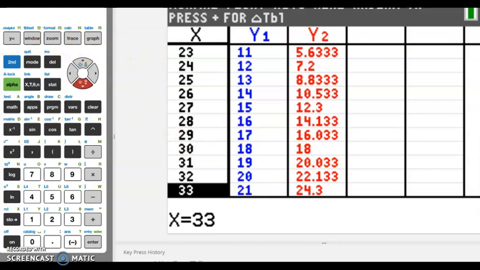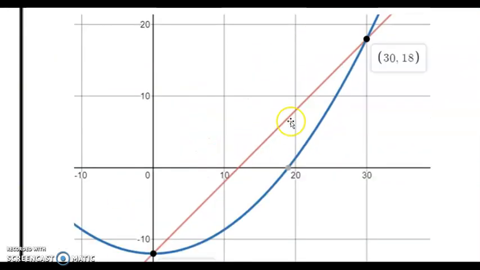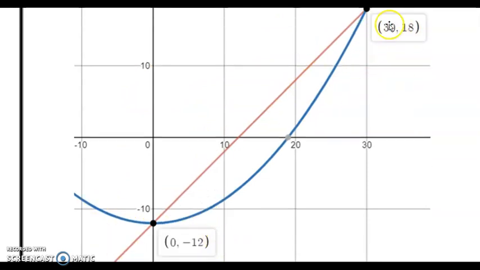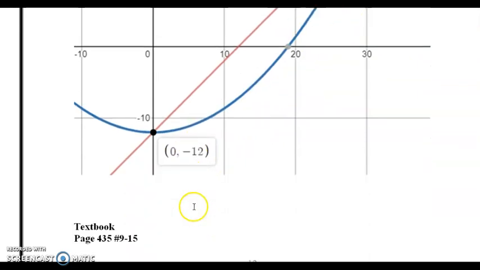But when you're showing your solution on your page, just do a quick sketch, show the two graphs. You can see the linear line, you can see the quadratic, and the two solutions. That's it. And then your homework there as well.